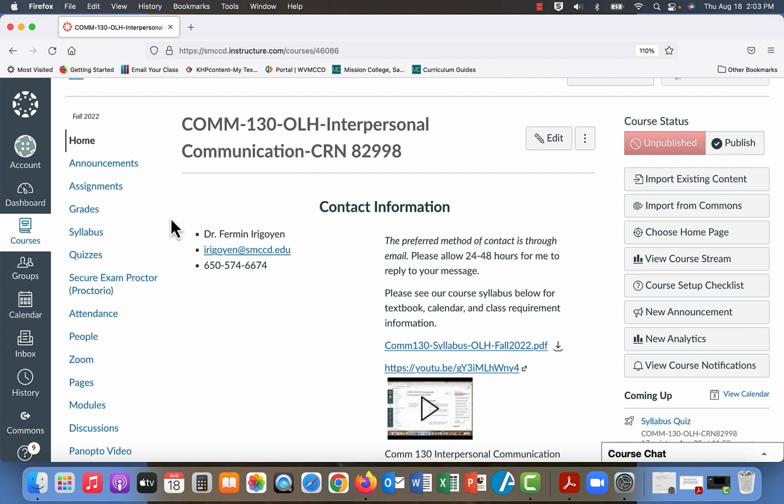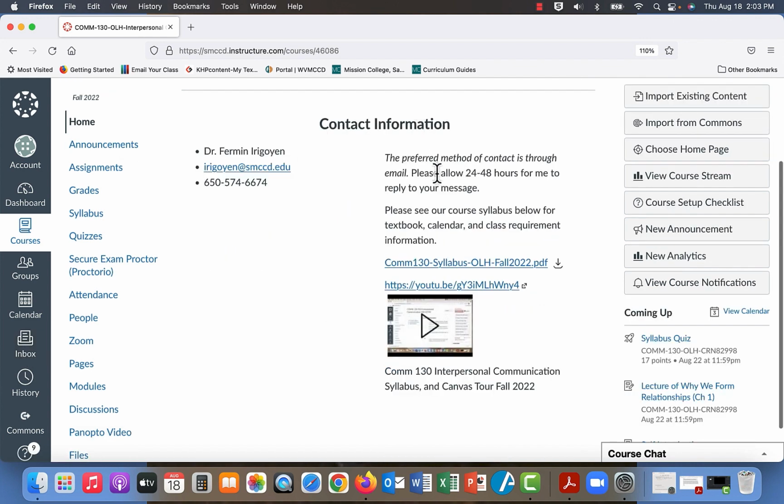So here you have my contact information. Again, one more time, my preferred method is the email. There's also a function over here on your inbox that allows you to email me, and that's also a good way to get a hold of me. As I mentioned here, I will probably respond back within 24 to 48 hours.